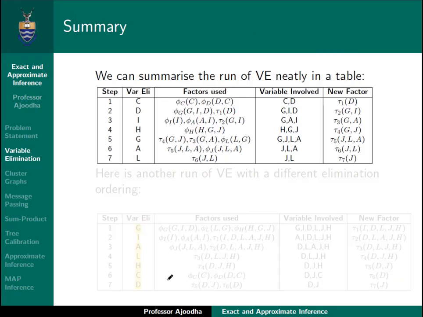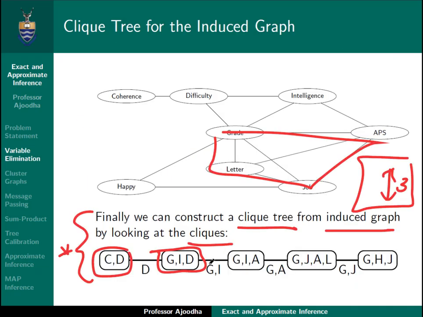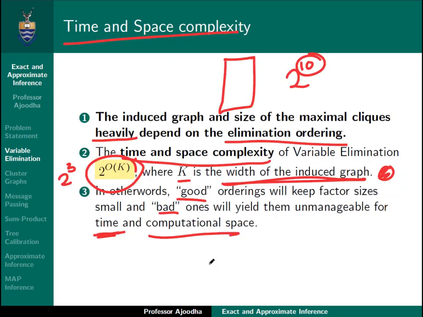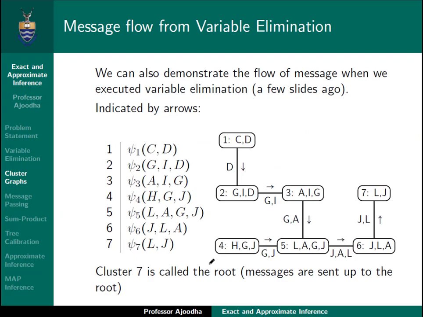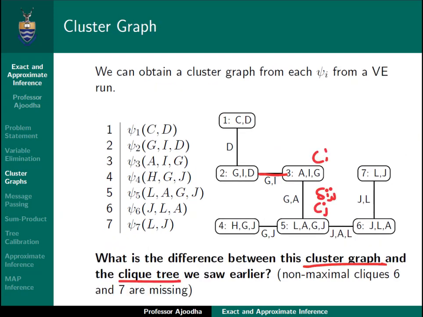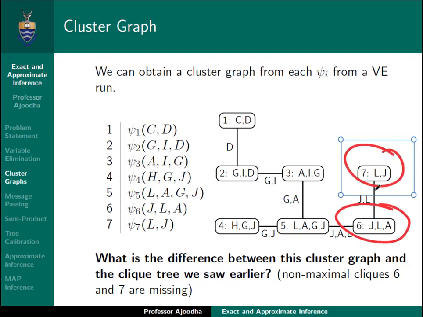I showed you earlier? So let me go back to that clique tree. So this is the clique tree. What is the difference between this and that? Well, if we look at these two things together, which I didn't put together, but if we look at them together, you'll notice that these two things are not there. These non-maximal cliques, 6 and 7, are not there.